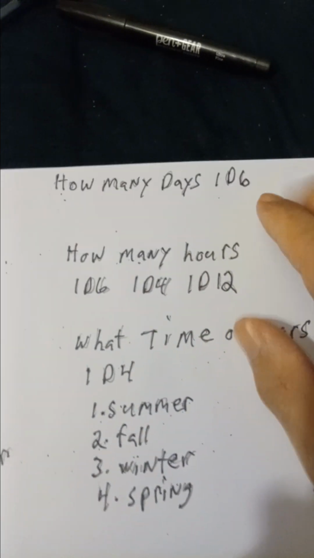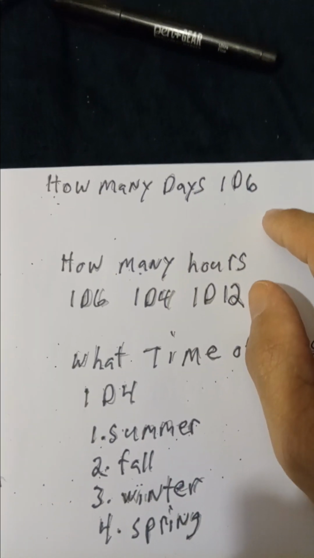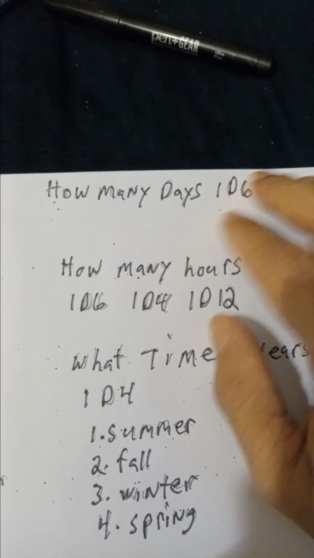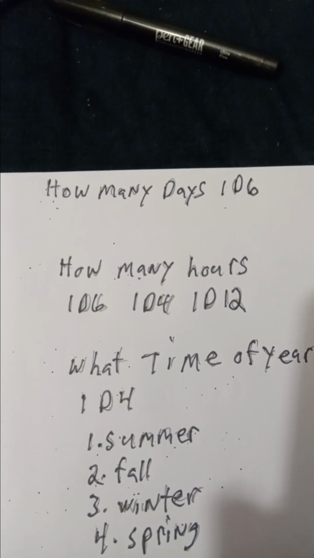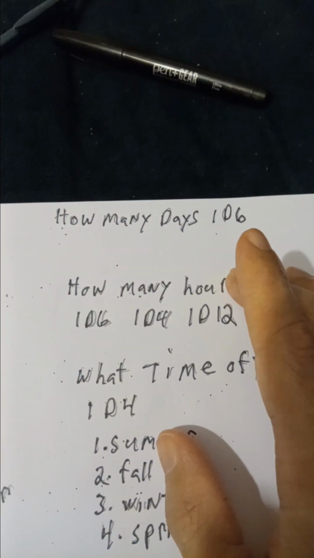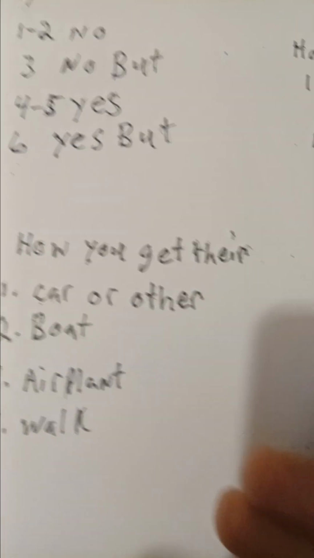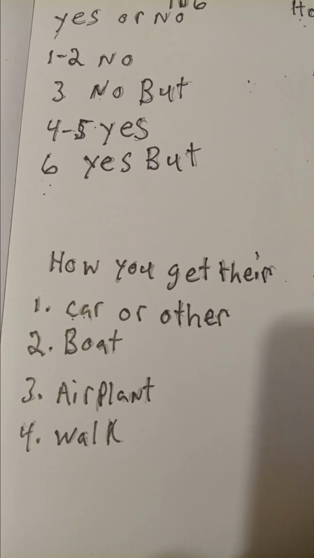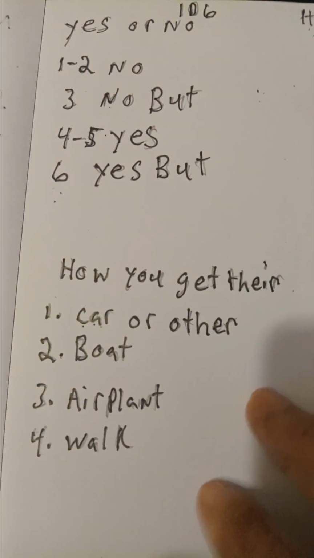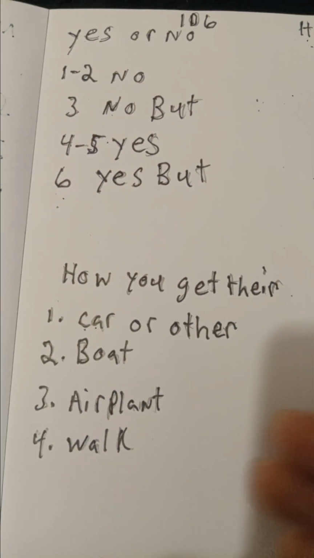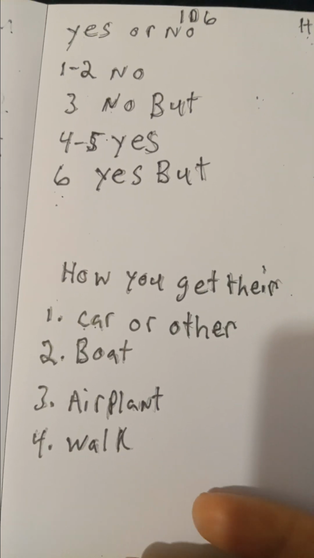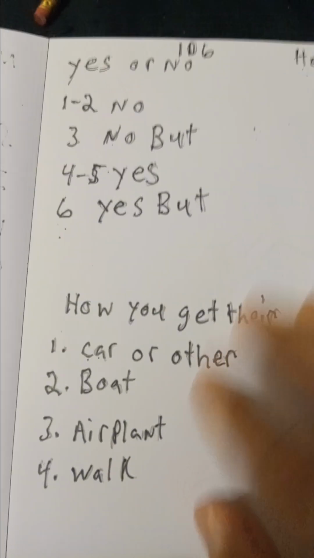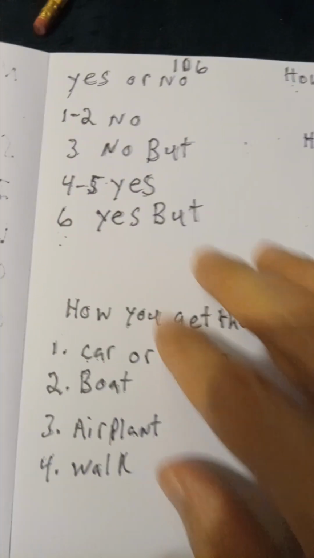And then you want to know how many days it will take. So I do 1d6, you roll, and the number on the dice will tell you how many days it will take for travel. Now for travel, I'm doing a more modern day, but you can do this for fantasy or sci-fi. How you get there: 1, car or other; 2, boat; 3, airplane; or 4, to walk. So that'd be a 1d4.